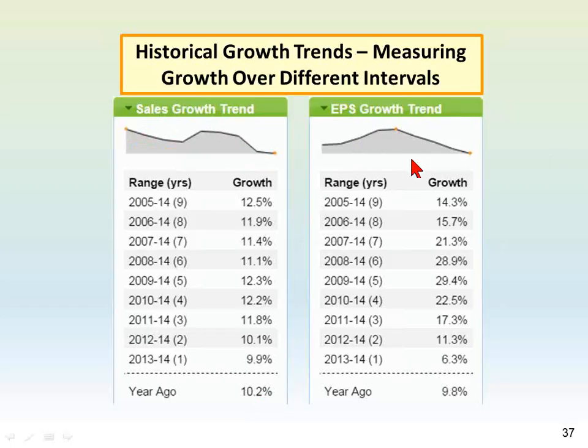Earnings per share growth trend is exactly the same concept. If you count all 9 years, there was 14.3% growth. If you count only the last 5 increments, from 2009 to 2014, the growth rate actually increased to 29.4%. But then more recently, if you only count from 2013 to 14, it slowed down. This year ago number is really the trailing 12, this year over last year number. Same number as you would see at the front of the SSG, which is the quarter over quarter growth trend.